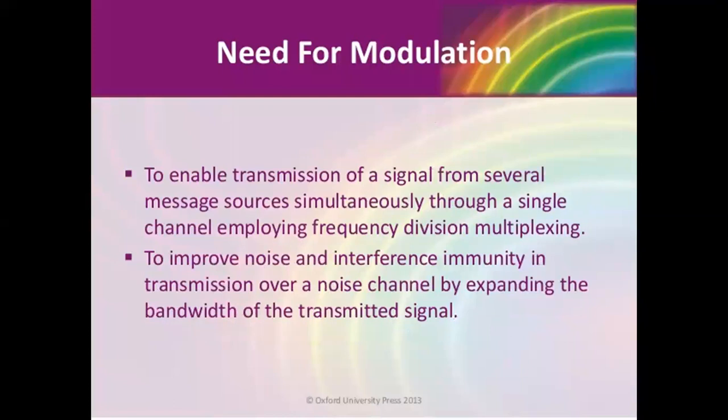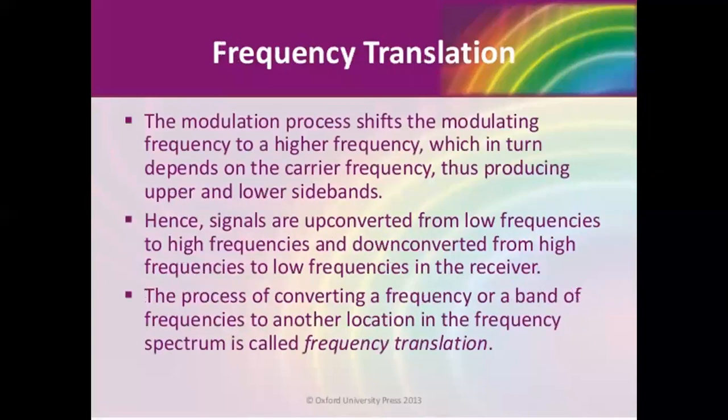The fourth one is in order to transmit multiple signals, multiplexing. That's why modulation is required. The fifth is to improve noise and interference immunity. These are the 5 points of the need for modulation. Okay, the next. Frequency translation is in order to translate low frequency to high frequency. You require a modulation.